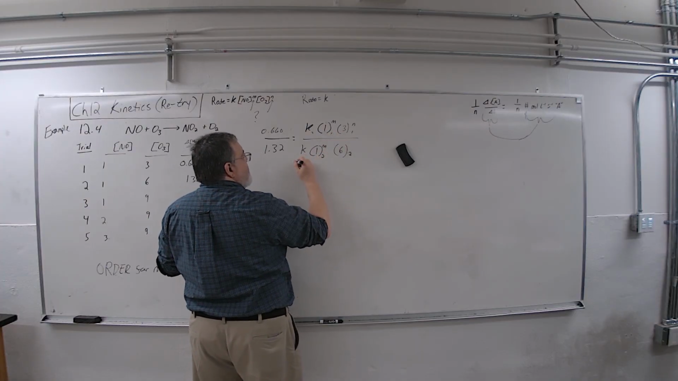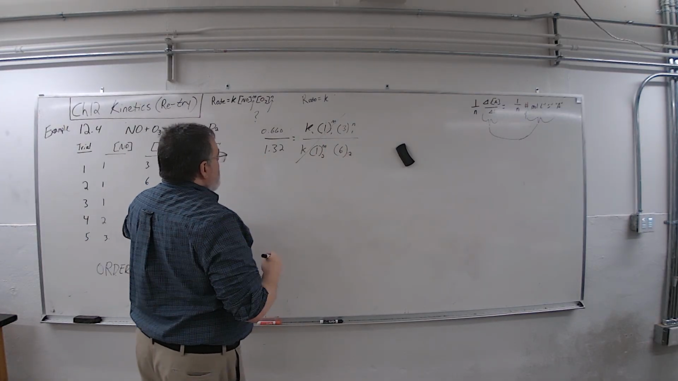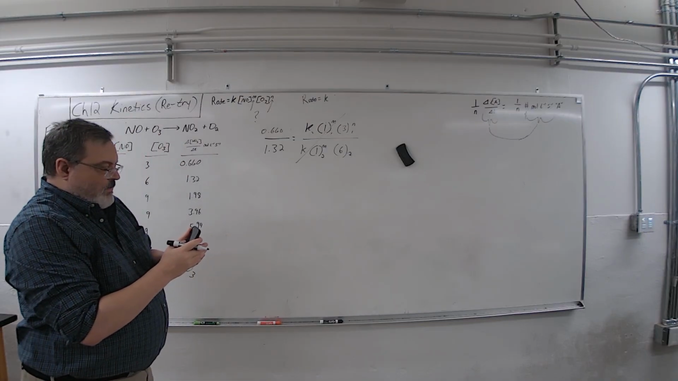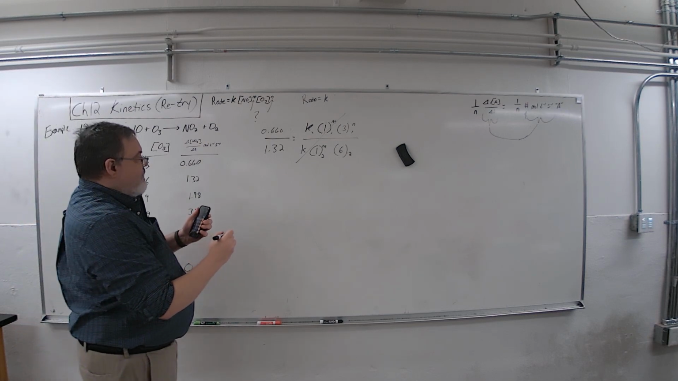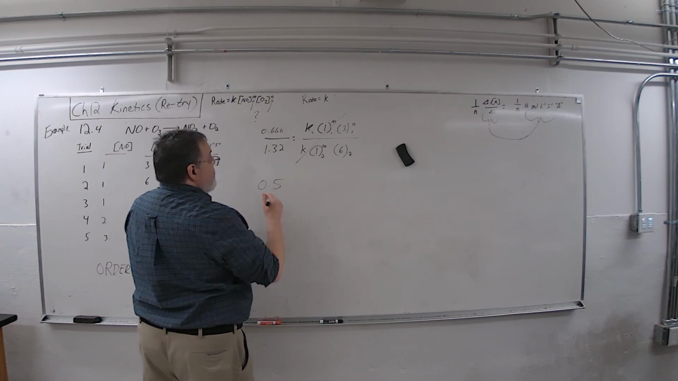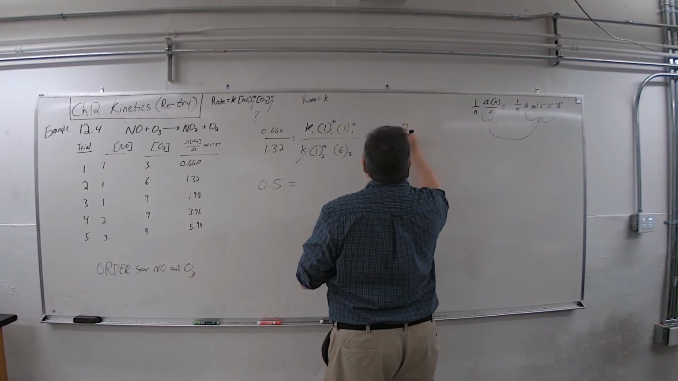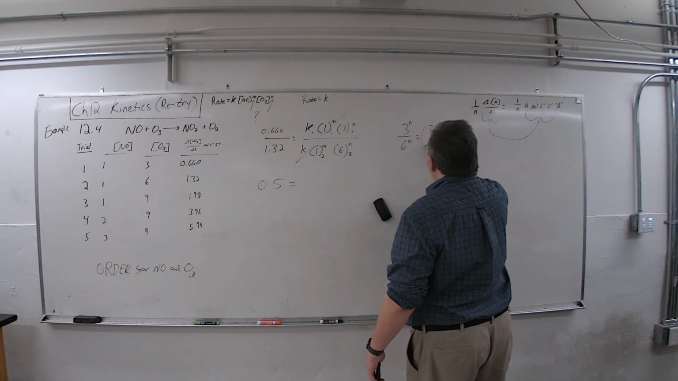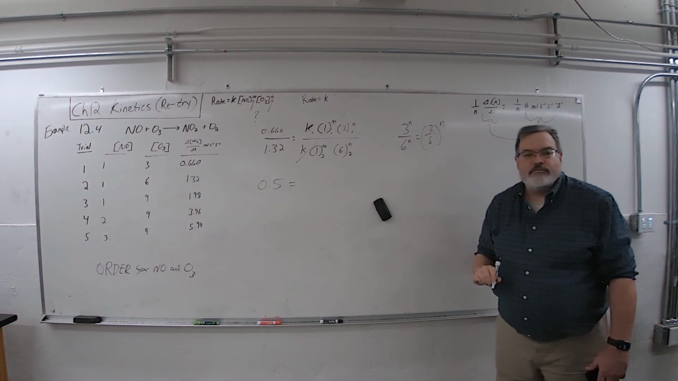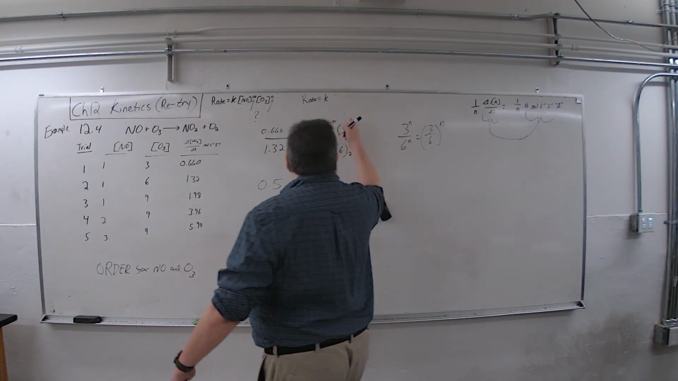All right. So these cancel. And we're left with, we can go ahead and do that math. 0.660 divided by 1.32. I get exactly 0.5 equals, should have it in there, this equals 1/2 to the n. Just a mathematical fact.